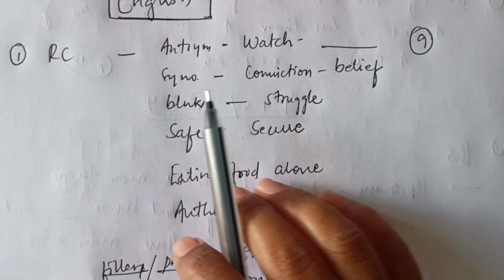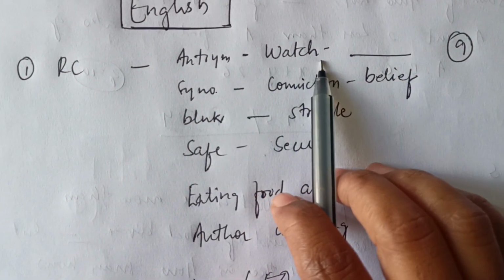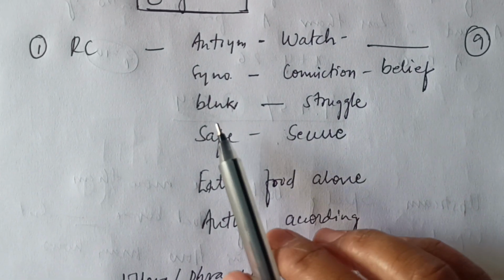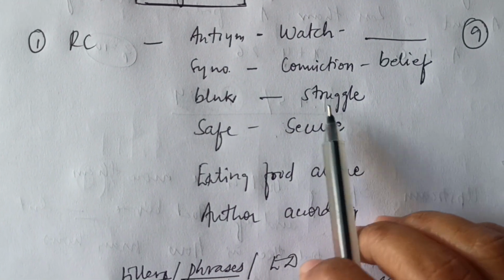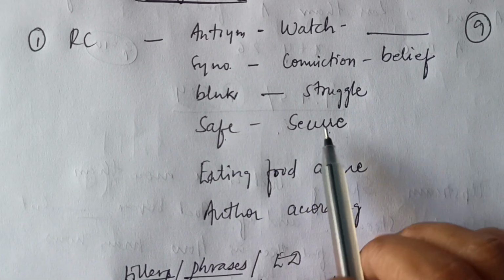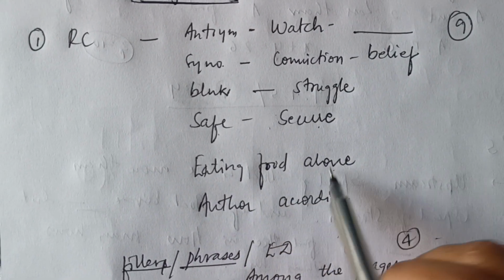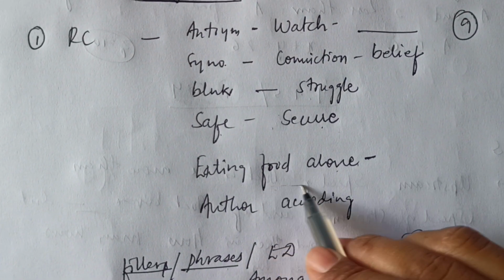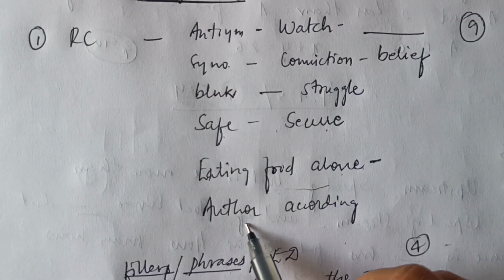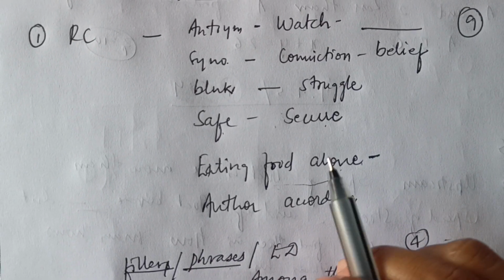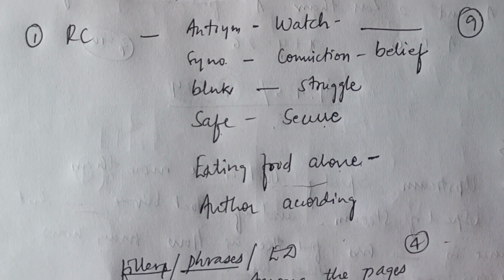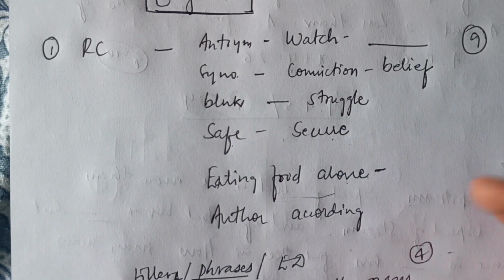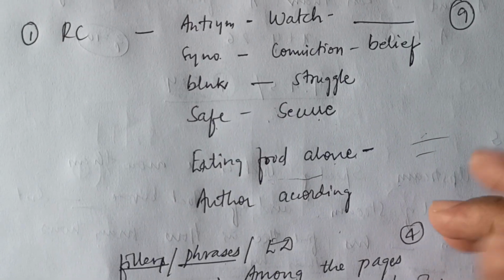Okay, so RC, see this one actually I read it as a synonym. So they asked the synonym for conviction, so I marked belief, and for the blank I marked struggle. Okay, then for safe I marked secure, and one was like eating food alone. Sorry, I don't remember the question, but the answer is eating food alone. Then they asked the question which was according to the author, like his perspective. So something like solo traveling. The options were like that, but I didn't answer this.